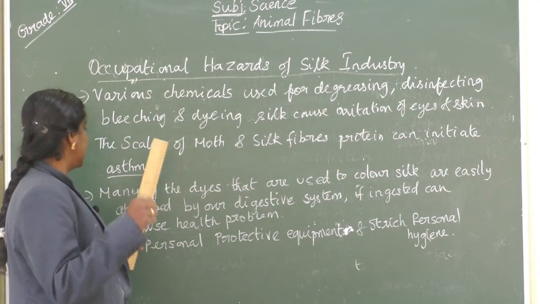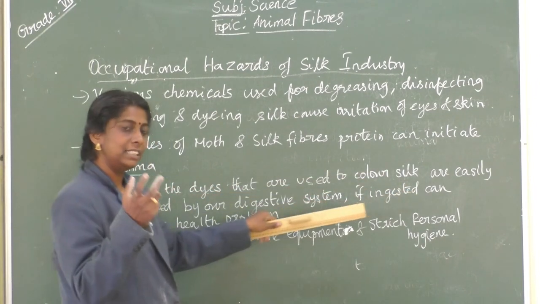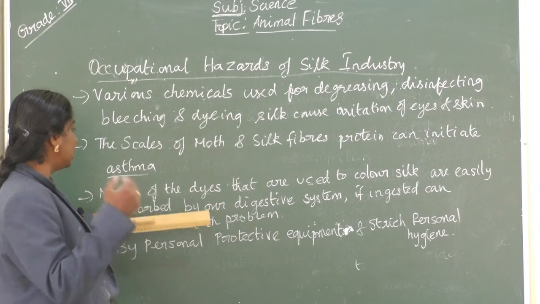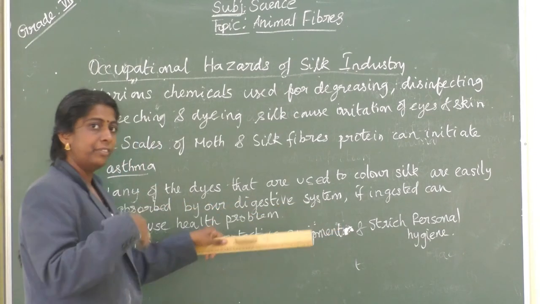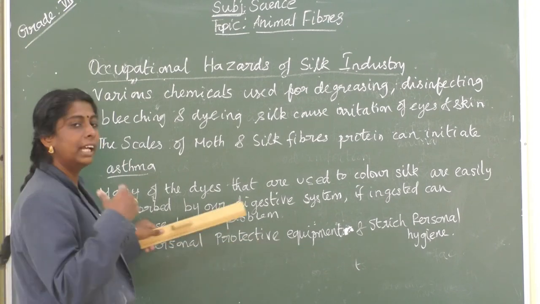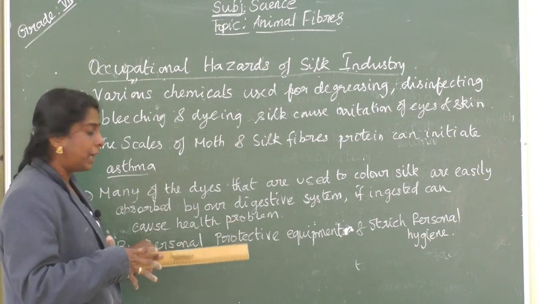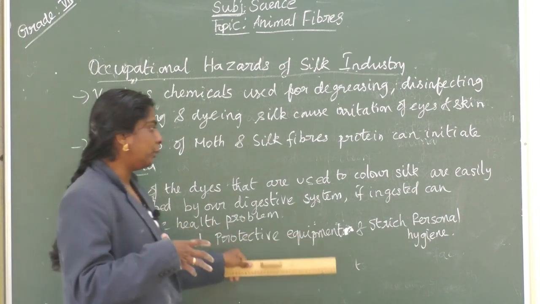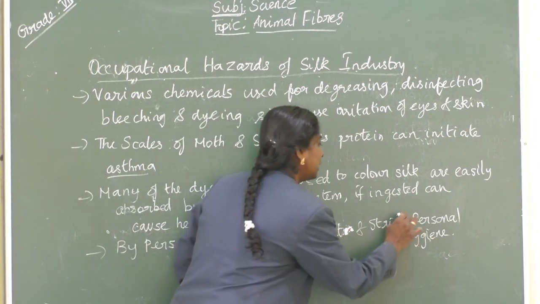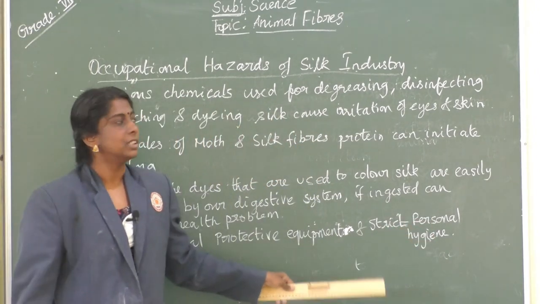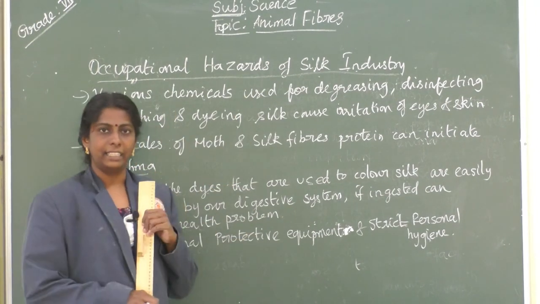Okay, then third one, many of the dyes that are used to color silk, the chemicals which are used for coloring silk, that is absorbed by our digestive system. And if it is ingested, it can cause health problems. Then, all these things can be avoided by personal protective equipment and strict personal hygiene. So this is what we learned about occupational hazards of the silk industry.